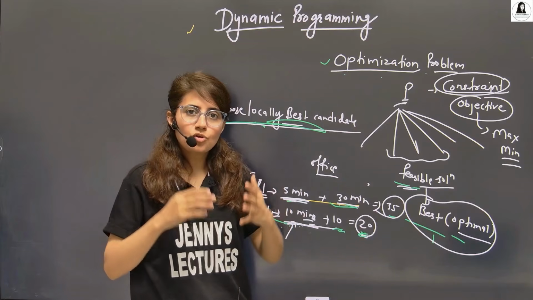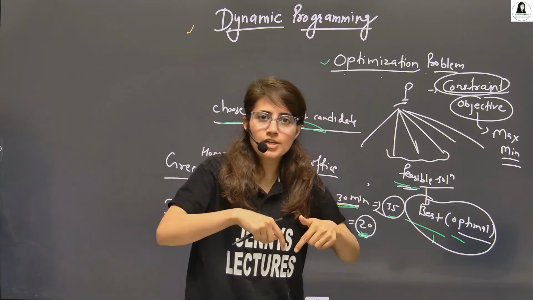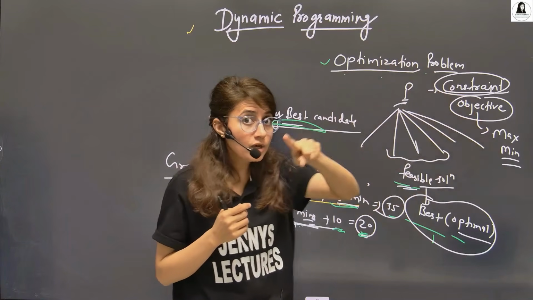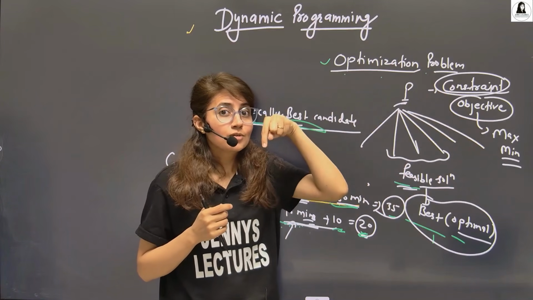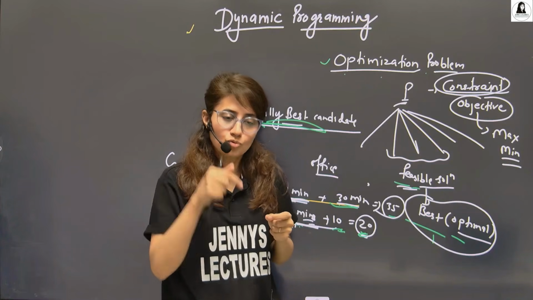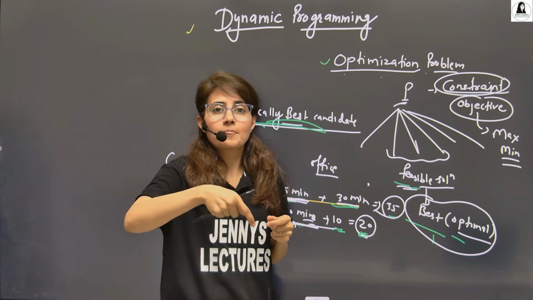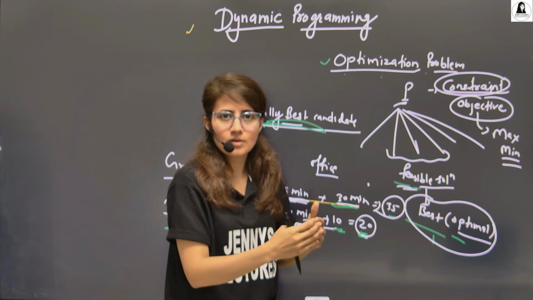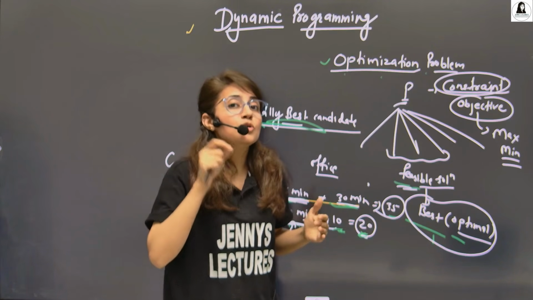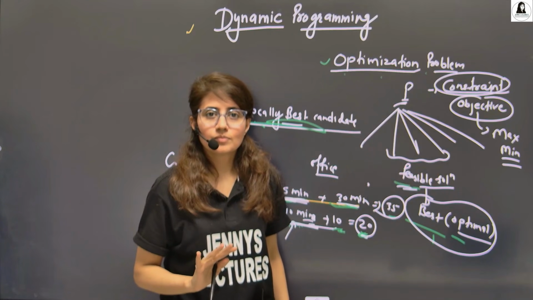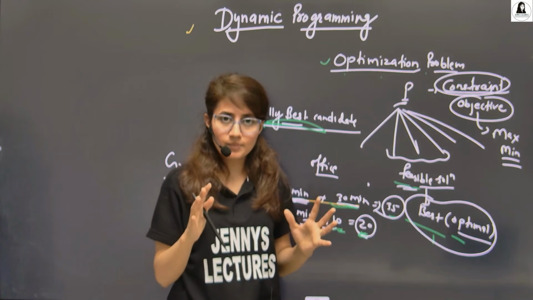So DP is going to solve a problem in stages, and at every stage some decision is to be taken, and ultimately it will lead to an optimal solution. Only if whatever decisions you have taken are optimal. So the decision must be optimal at every stage, at every step you decide something, you take decisions. Those decisions must be optimal. Then only you will get an optimal solution. So that's the main approach of DP.